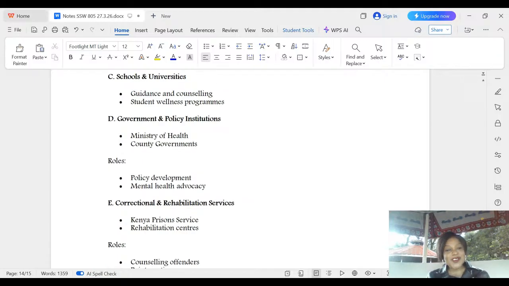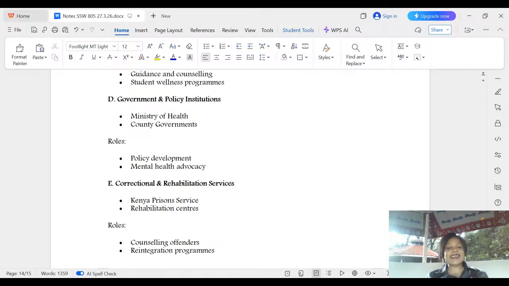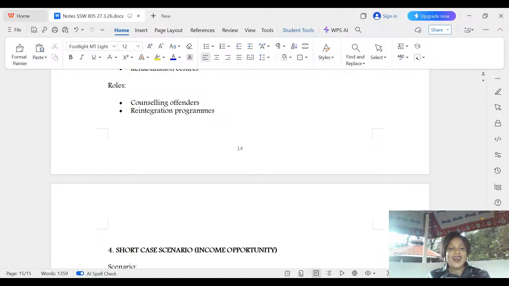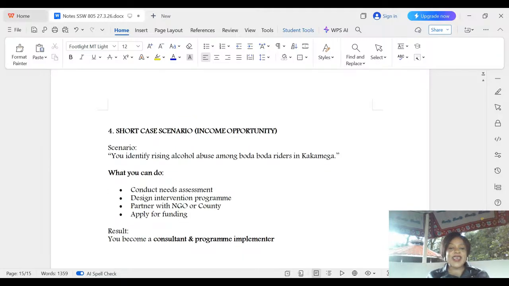You can work in correctional and rehabilitation services, in prison, like in the Kenya Prison Service, in rehabilitation centers, counseling offenders, working with the reintegration programs as a mental health expert, a social worker whose area of expertise is mental health, okay. So there's a lot that you can do.